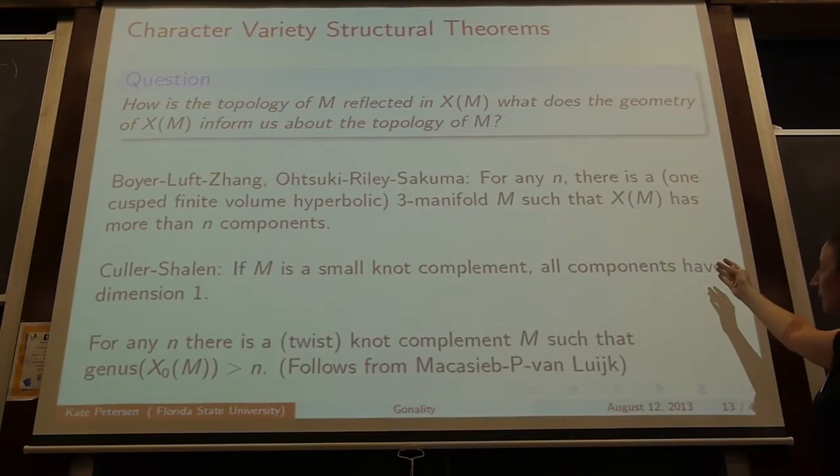A happy thing is if you know your knot is, say you have a small knot complement, so no, what's the word I'm looking for? Closed surfaces, then everything has to have dimension 1, otherwise Culler and Shalen's machinery would give you a surface. Also, in the case when you start off with a knot, you can get things of arbitrarily big genus. So in some sense, these varieties can be as complicated as you could possibly want. So perhaps bad news.